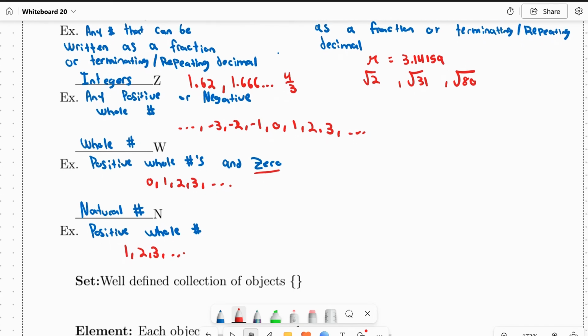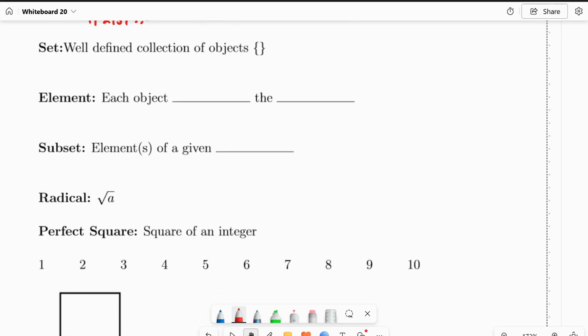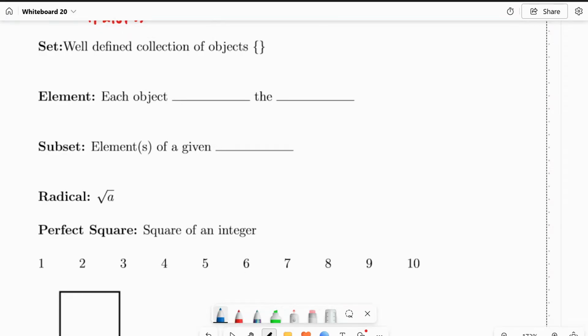All right, moving on to some vocabulary. You guys will have to know all of this for the school year. So a set is a well-defined collection of objects. A set is represented by these two bracket symbols. So an example of a set would be if I would give you the set of 1, 2, 3, 4. So it would be a collection of objects, which would be those 4 numbers.